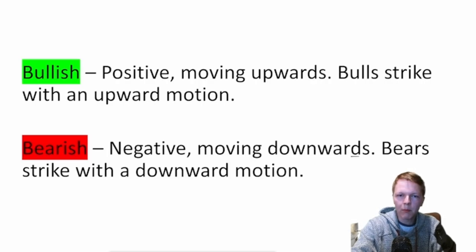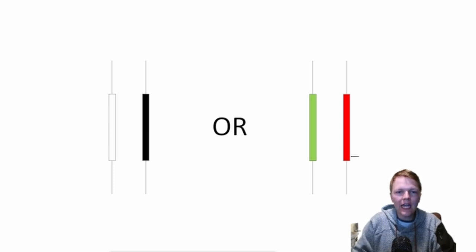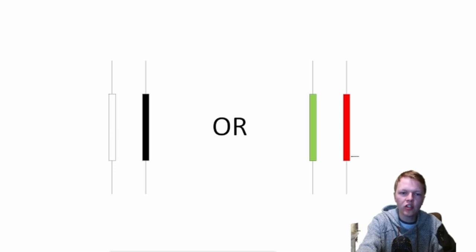A quick side note, bullish and bearish are two terms that I'll be using throughout this series and are also commonly used in the world of investing. Candles always come in color pairs. The two most common color pairs are black and white or green and red. White and green candles are both bullish, while black and red candles are both bearish. For this series, we'll use only black and white candles, but just know that some charts use green and red instead.